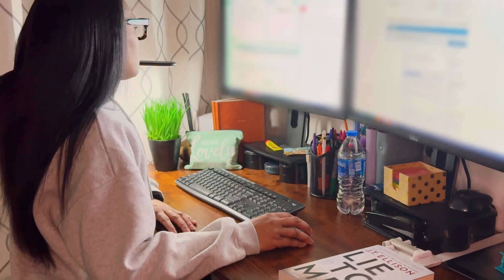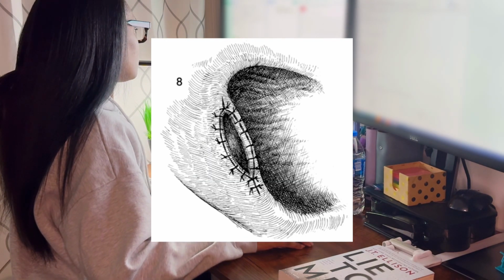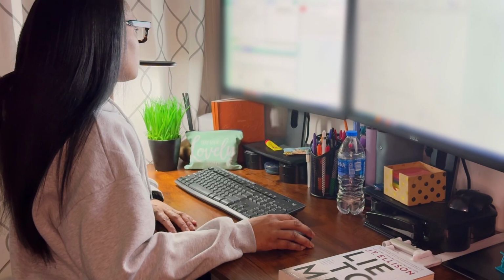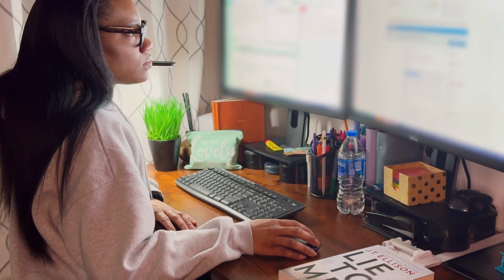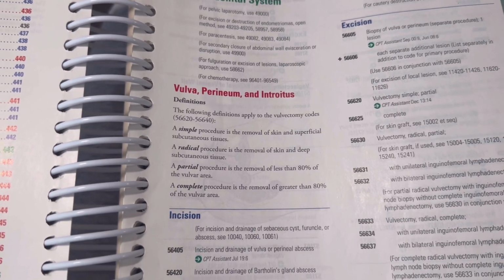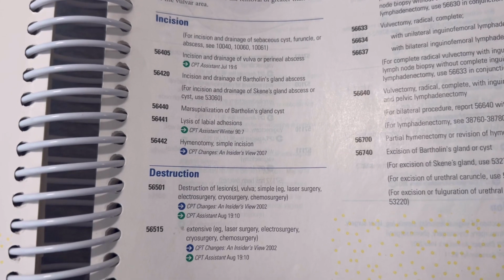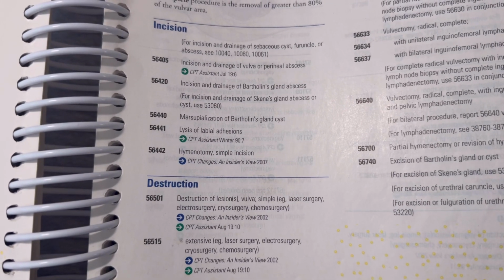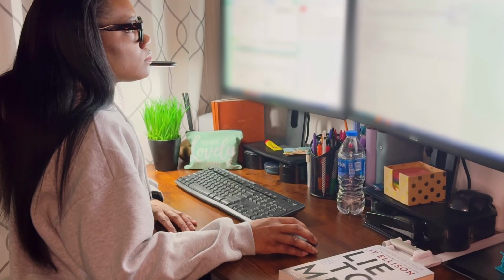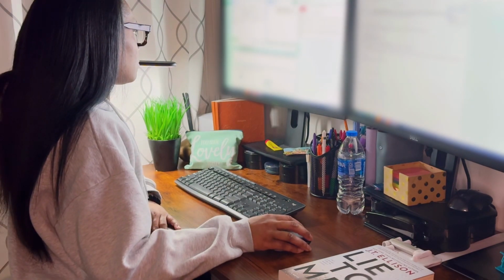I will put a picture of it on the screen. Don't worry, it's not graphic. It's just an example to show you guys what that would look like. And then I will also share the codes that I built for that procedure. Right there in the middle, 56440 was the CPT code that I built, and then my ICD-10, which is the diagnosis code I used, was N75.1.